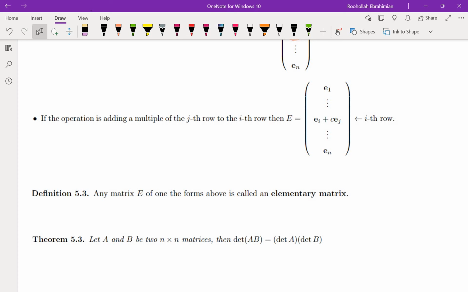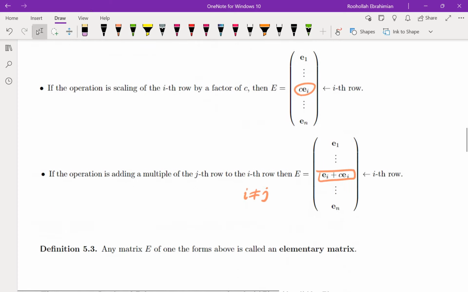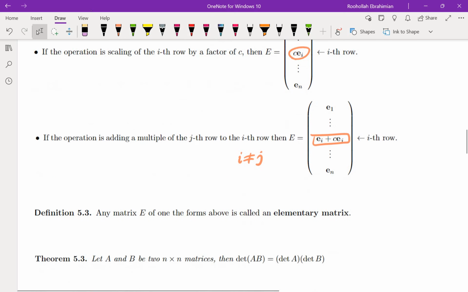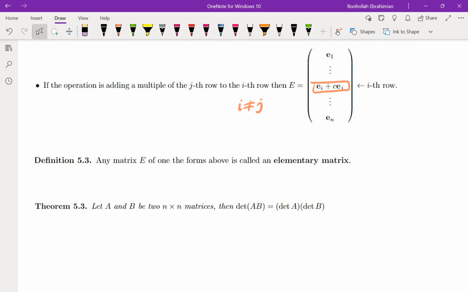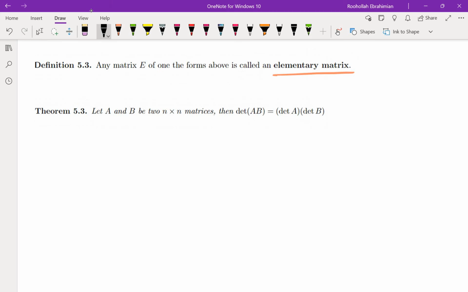If the operation is row addition, adding a multiple of the jth row to the ith row, and of course in this case i and j are distinct, then you would get E1 through En, and the ith row is Ei plus c ej, and i and j are not the same. These three matrices, the matrix of row swapping or row interchange, the matrix of row scaling, and the matrix of row addition or row replacement, are called elementary matrices. These play a significant role in our next theorem.